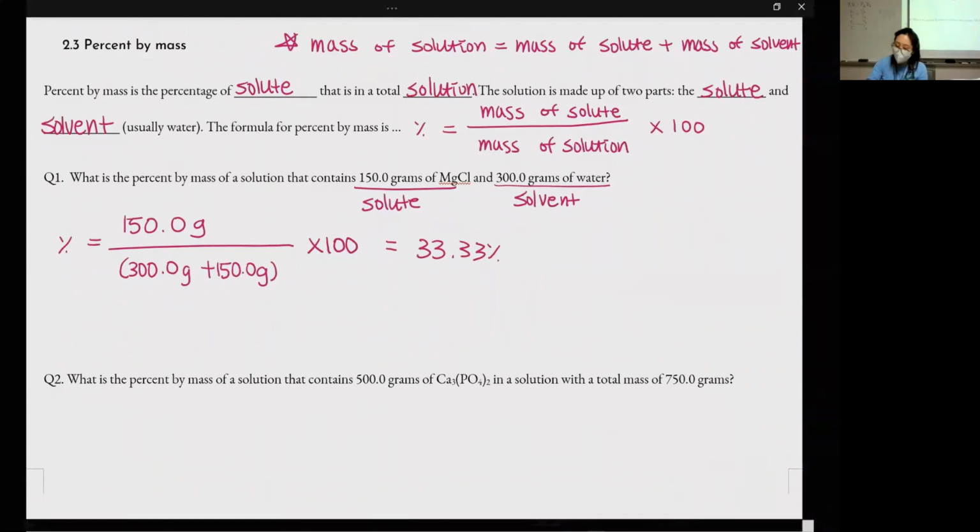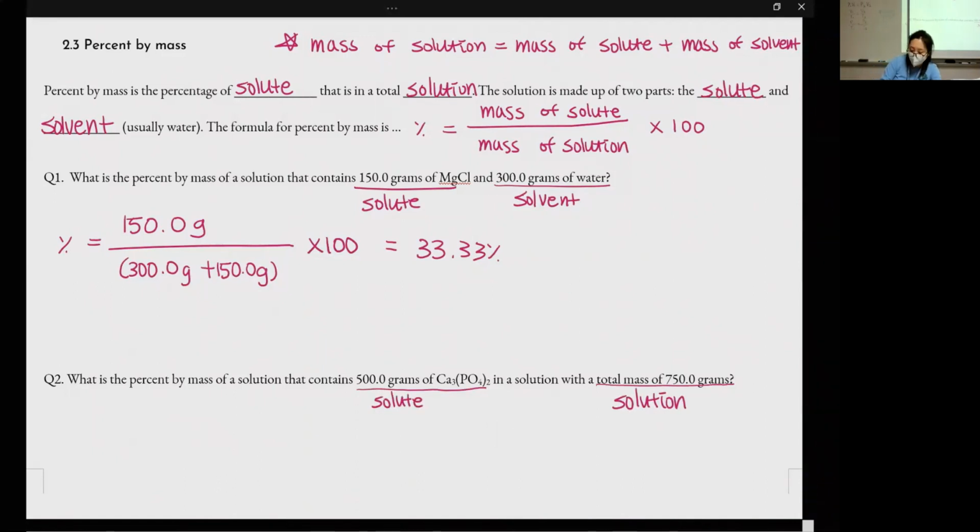All right, now question 2 has a different type. This one is going to give you a total mass of 750 grams. So if it says like total mass of blah, blah, then that one would be the mass of solution. Which means we're not going to add 500 to 750. So it says, what is percent by mass of a solution that contains 500 grams of CaPO42 in a solution with a total mass of 750? So this 500 would be the solute. And then 750 would be the total mass.